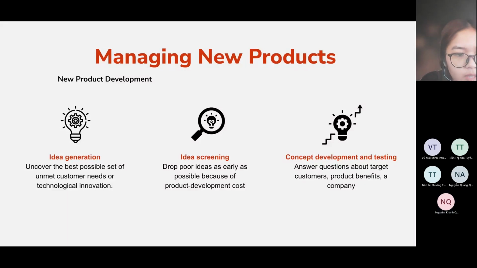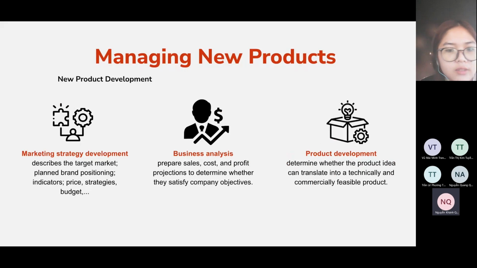So next slide, please. Next is marketing strategy development. The first part describes target market size, structure, and behavior. We have to know the brand positioning, some indicators like sales, market share, or profit goals in the first few years, or we may outline the planned price and distribution strategy, or the long-run sales and profit goals, etc. And the next is business analysis. Management needs to prepare the sales, cost, and profit projections to know whether they satisfy the company objectives. And after analyzing a lot of background information, we go to the step of product development.